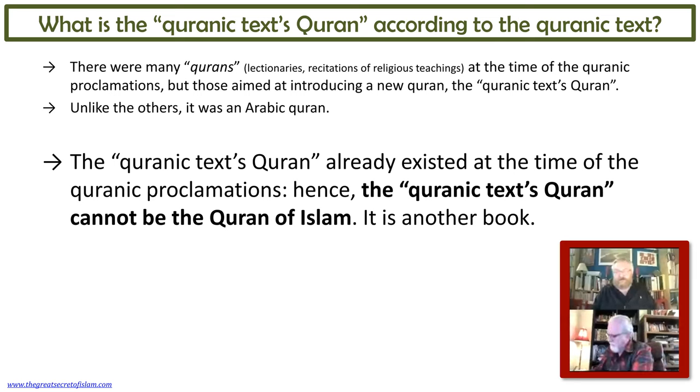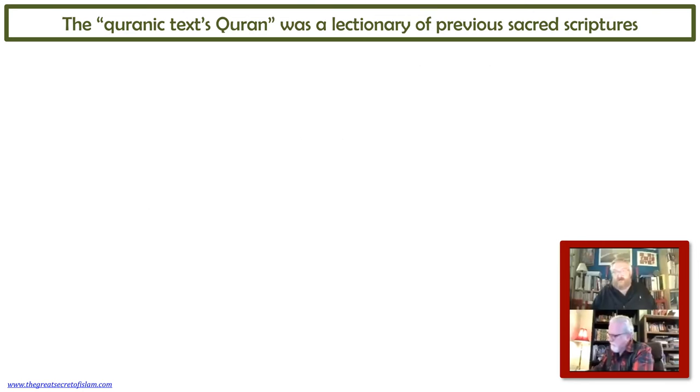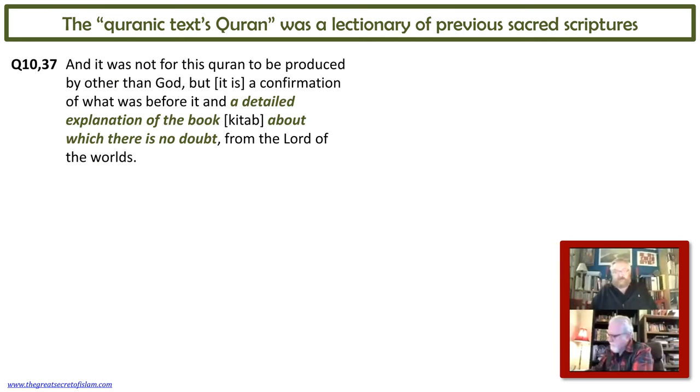And what is this book exactly? We already saw that it was an Arabic lectionary, and we have evidence again in the Quranic text that this Arabic lectionary, this Quranic text, was a lectionary of previous sacred scriptures. In Surah 10, verse 37, it is written: "And it was not for this Quran to be produced by other than God, but it is a confirmation of what was before it, and a detailed explanation of the book about which there is no doubt."